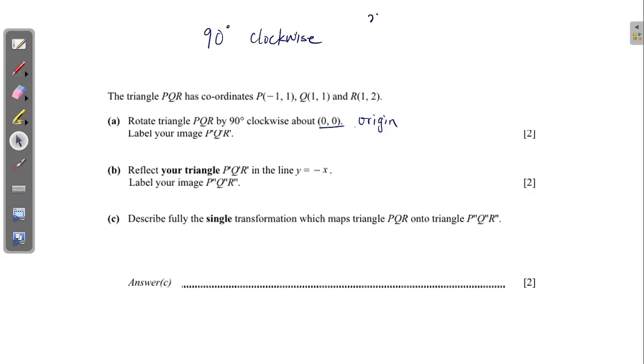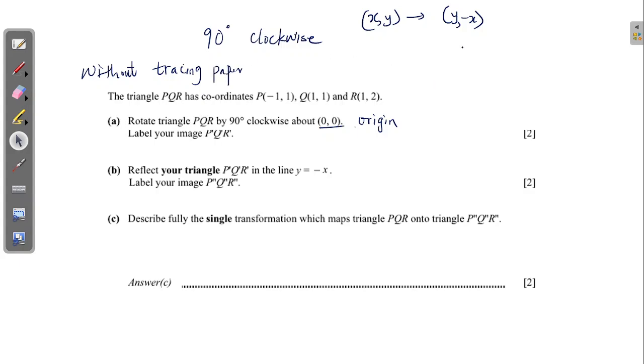The law says (x, y) becomes (y, negative x). You get? So you are meant to know those laws, just in case you are not working with a tracing paper. So you use the law to solve. Now I'm going to do this point by point. For me to rotate this triangle PQR without tracing paper, I have to apply that simple law.